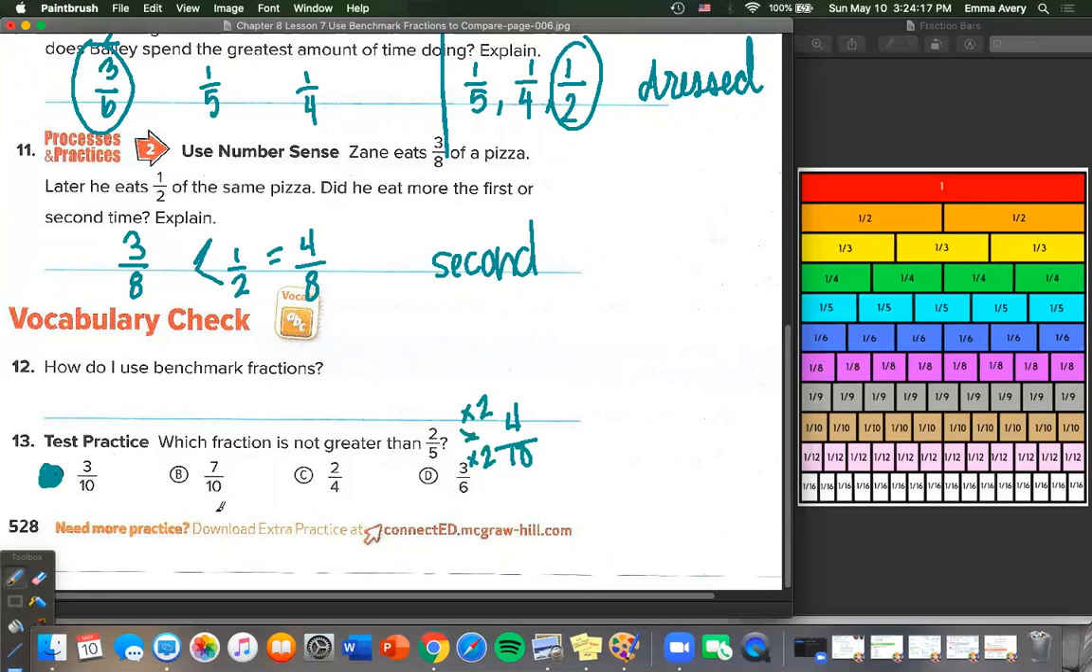So 7/10, is that greater or less than? That's greater, so that can't be our answer. 2/4, we can use our numerator trick and see that 2/5 is going to be less than 2/4, so that's not our answer. And 3/6 is also equal to 1/2. And we can use this comparison we already did up here of 4/10. Multiply each side by 5. Is 5/10 greater than 4/10? Yep, so that's not our answer, so our answer is C. And that is the end of lesson 7.